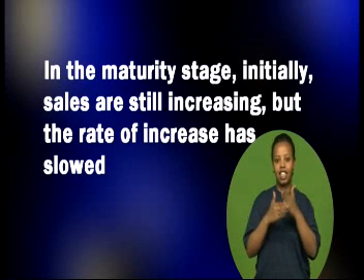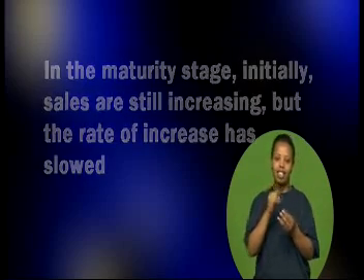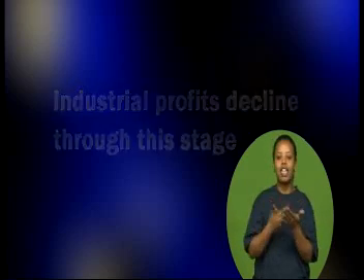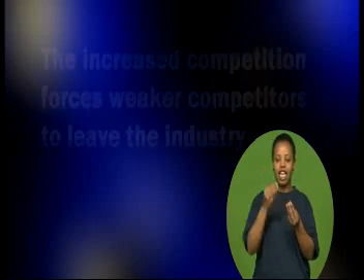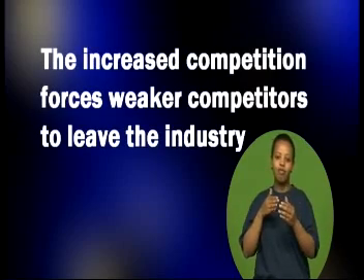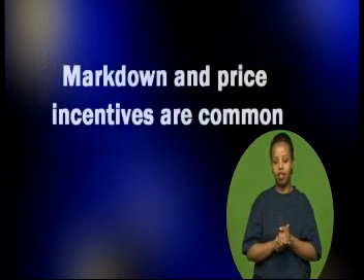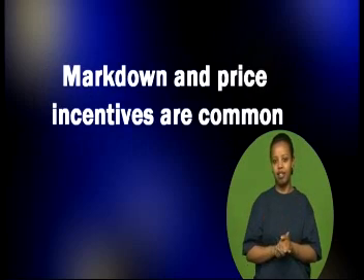In the maturity stage, initially, sales are still increasing, but the rate of increase has slowed. Industrial profits decline throughout this stage. Price competition increases. The increased competition forces weaker competitors to leave the industry. Markdowns and price incentives are common. During the maturity stage, profit and sales volume decrease.